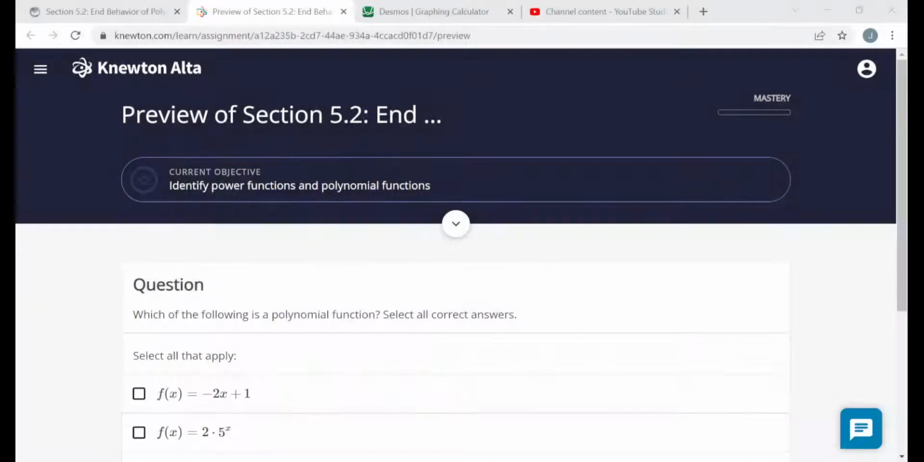Hello everyone. This video is on the Knewton Alta assignment for section 5.2 called End Behavior of Polynomial Functions. So in this video I'm going to be going over a preview version of this assignment.